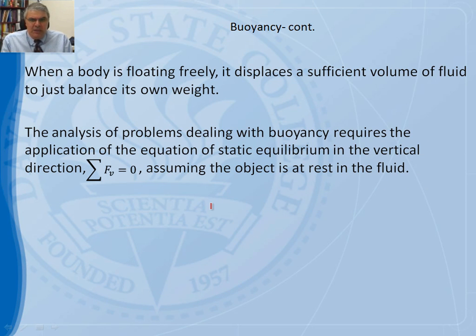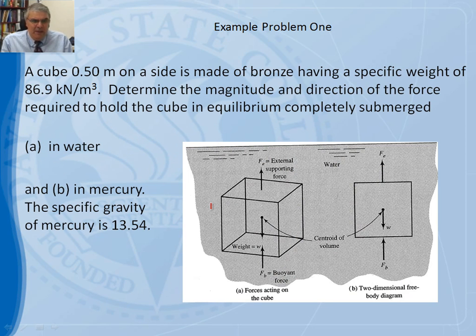Then we are going to take the principles of static equilibrium, summation of forces in the direction under consideration. In this case, in most cases of buoyancy, they're vertical. So we take the summation of the forces in the vertical direction. We set that to 0, and then we solve the problem.